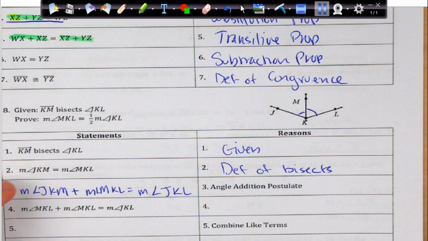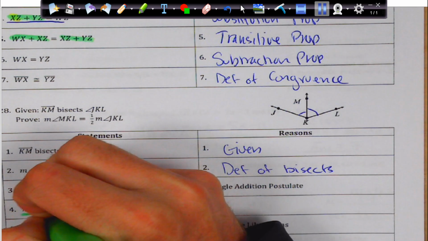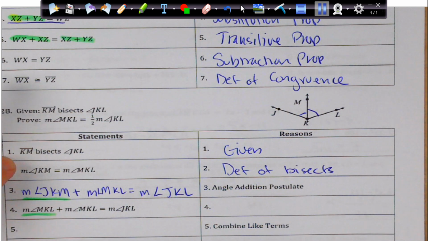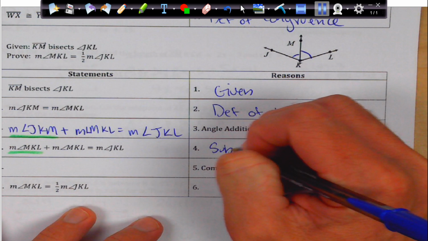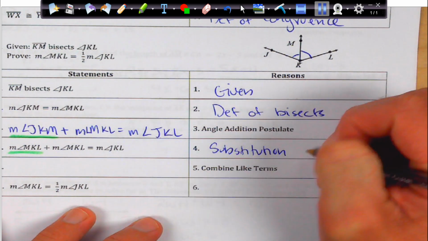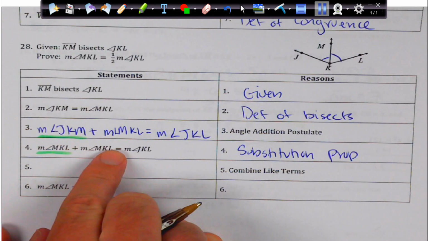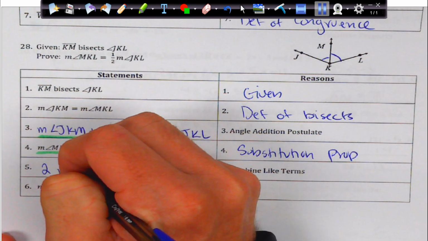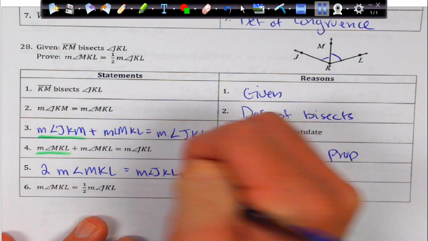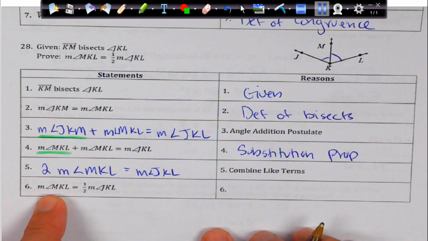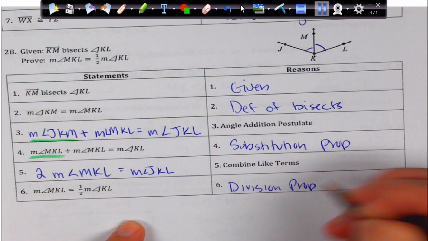Okay, now these 2 equations look the same. The only difference is this piece is different. And why is that? Well, we did say up here JKM is equal to MKL, so I'm simply substituting that value in. And then it says combine like terms. So I look up, do I have like terms? Well, MKL is here twice, so we could write 2 times the measure of MKL equals the measure of angle JKL. And then we get just 1 MKL over here in half, so I must be dividing by 2, so that's division property of equality.